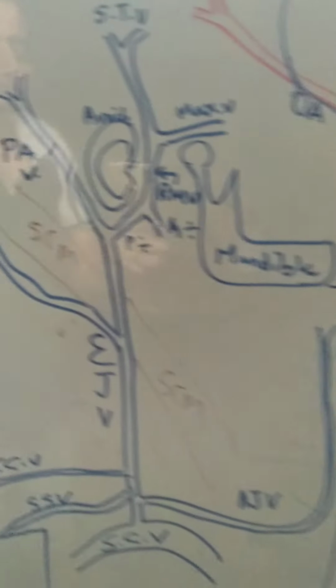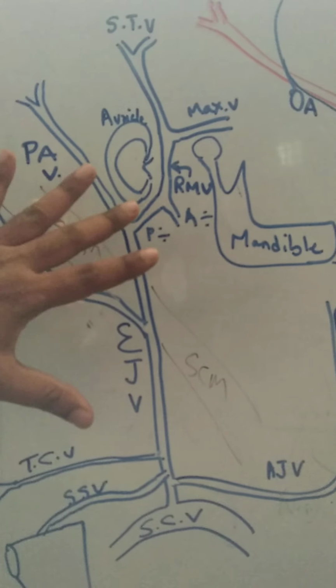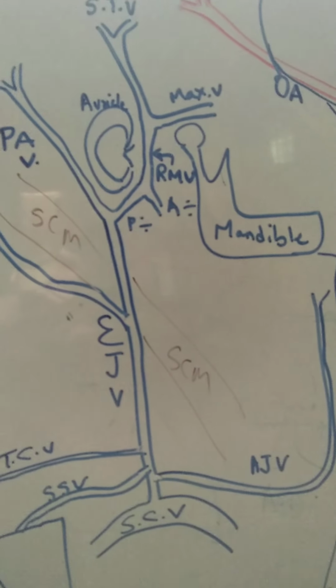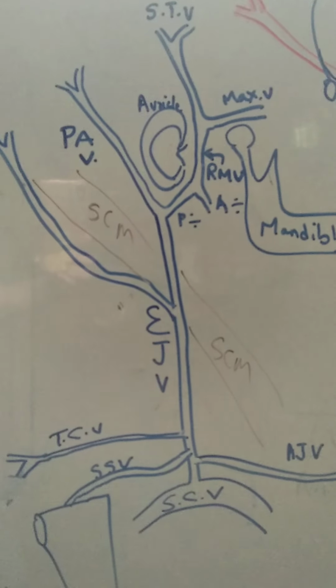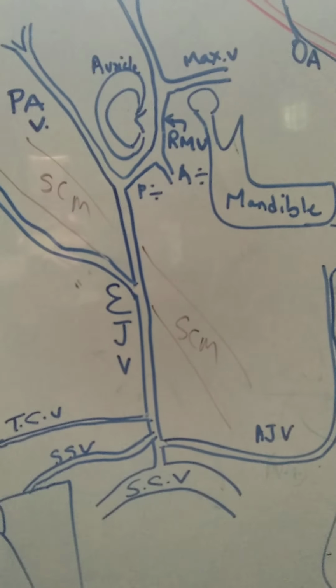So if you understand one vein, the other vein will become easier. So if you understand external jugular vein, what goes into external jugular vein, by default the remaining will go into the internal jugular vein. So that is the logic behind this. So hopefully you understood the external jugular vein in detail.